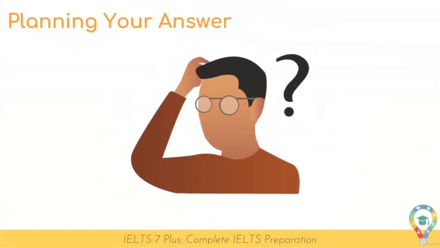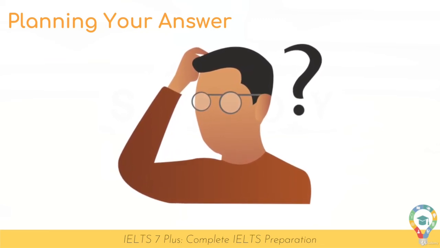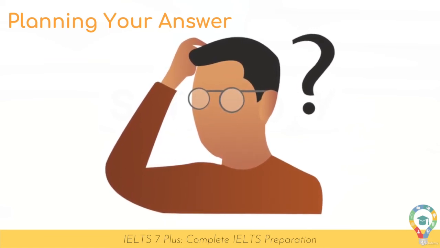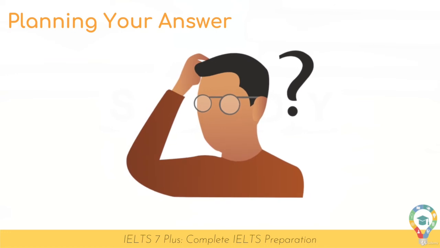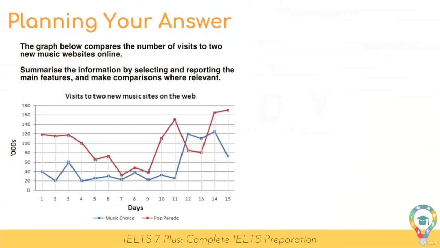There are some teachers who suggest not to make a plan due to the 20-minute suggested time limit. However, I think if you can create a good plan in 1 minute, it will help you score higher marks in IELTS Writing Task 1. So, how can we create a quick, useful plan? I'll demonstrate with a previous IELTS Writing Task 1 question. The graph below compares the number of visits of 2 new music websites online. Summarize the information by selecting and reporting the main features and make comparisons where relevant.